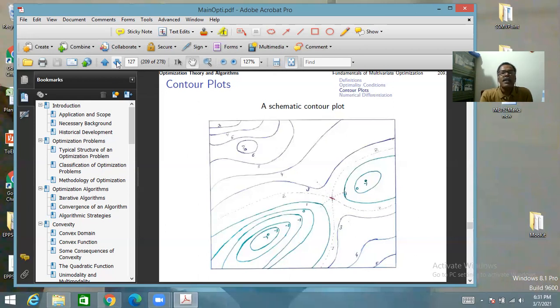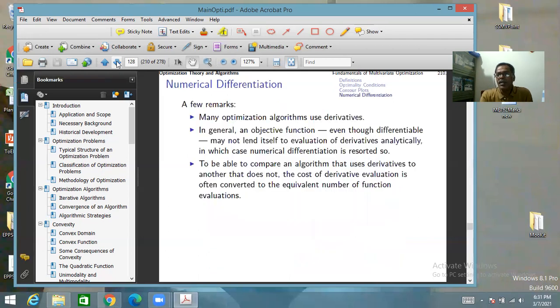Another is numerical differentiation, the process and the cost. Because several optimization algorithms use derivatives, and there are situations where the objective function is differentiable, but you cannot have straightforward expressions for the derivative. In that case, you need to evaluate the function at neighboring points, and from finite differencing, you have to find the numerical derivative. Okay.